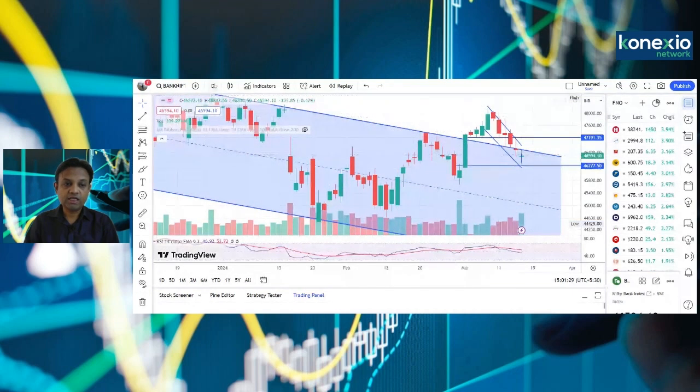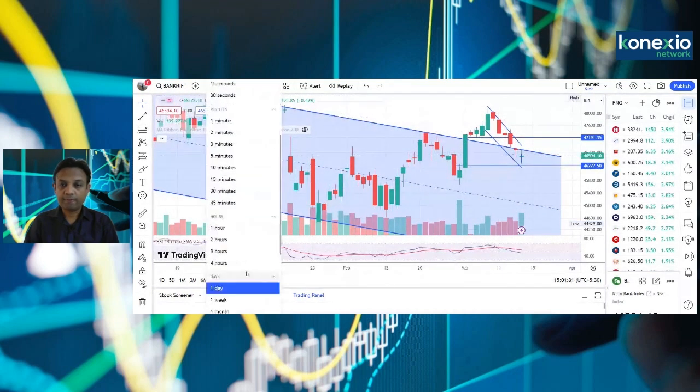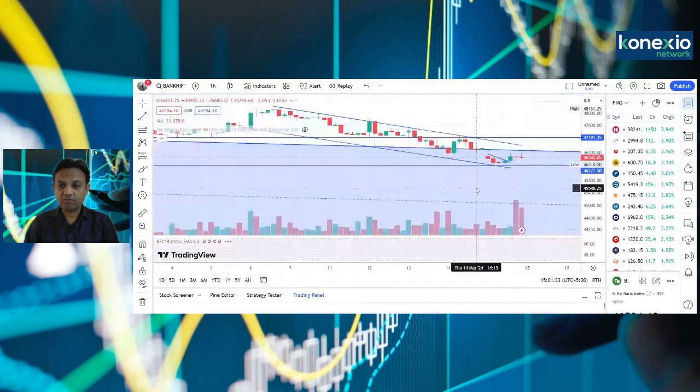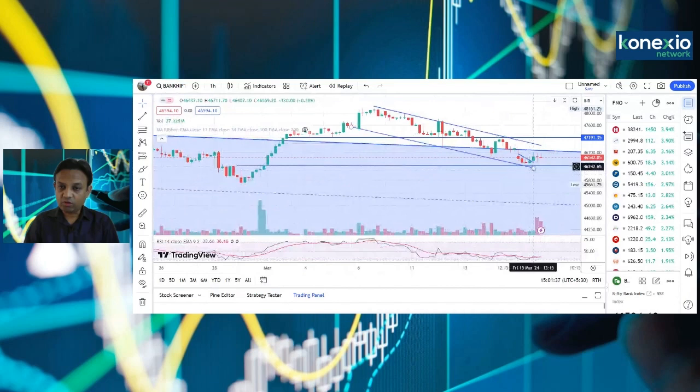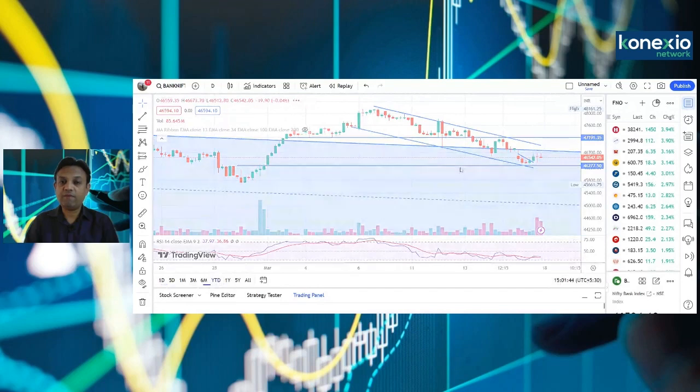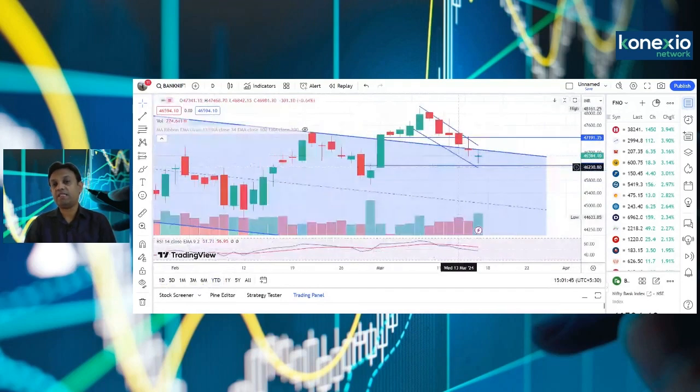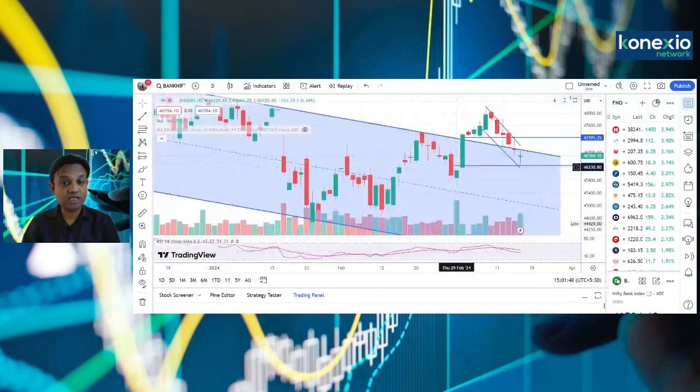Let me take you to the hourly charts. Yes, now you can clearly see it is slightly oversold. It has taken an attempt to bounce, but Friday's higher high would be the crucial level. If Bank Nifty trades above those levels, then we might see a sharp short covering in the next week.